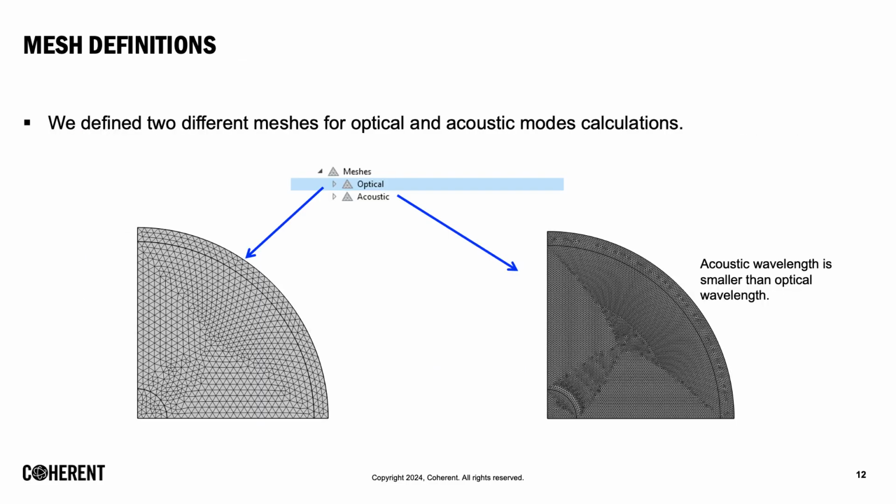For the mesh definitions, we define two different meshes for the optical and acoustic mode. For the optical, we just have a regular coarse mesh, but for the acoustic, we need a finer mesh to solve for the modes, because the acoustic wavelength is smaller than the optical wavelength, so the acoustic modes have higher spatial frequencies. So that's why, to obtain them accurately, we need a finer mesh for the acoustic modes.